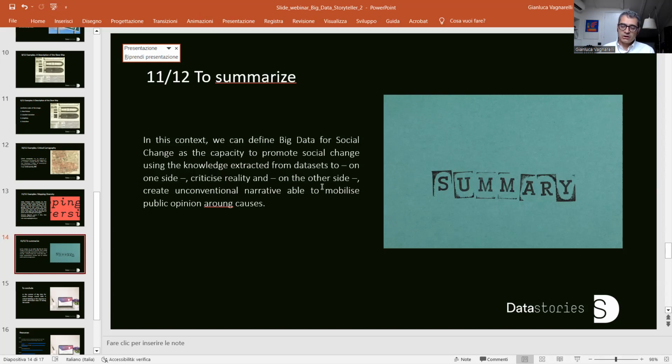We mentioned at the beginning of the webinar these unconventional narratives. This is an example, in the sense that through this different cartography, we can realize something that the conventional narratives are not able to communicate: the fact that we have an underrepresentation of minority groups in Europe. So this is another example of big data storytelling for social change, related to the capacity to create different alternative maps or cartographies.